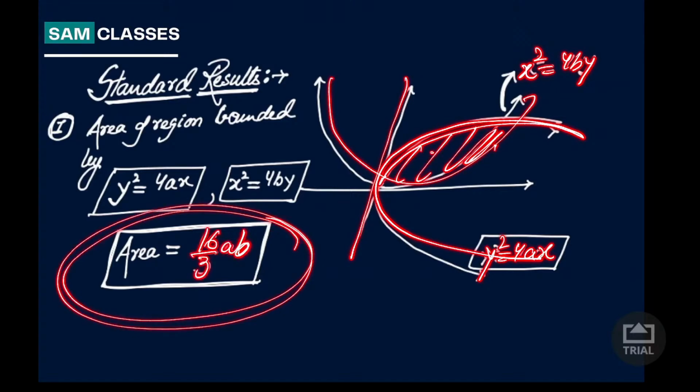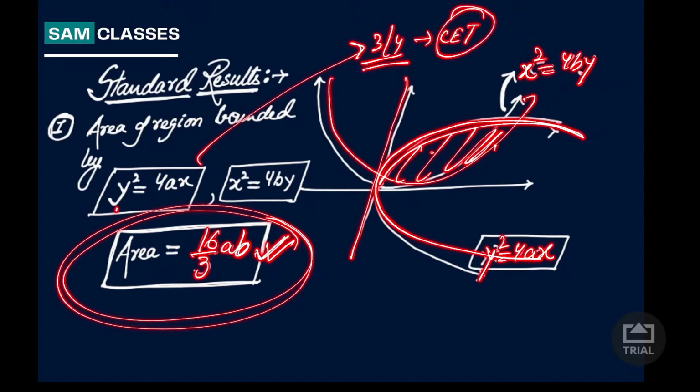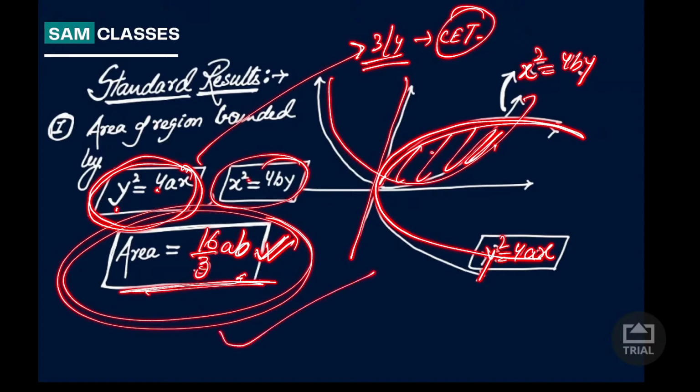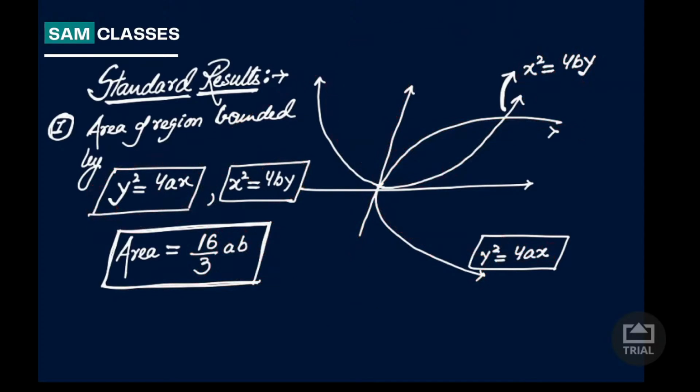This is a trick. You just have to mug it up. This question has come 3 to 4 times, minimum, in CT, so directly remember the answer. If one of the parabolas is an upward parabola and one is the right parabola, the area between them is given by the formula 16 by 3ab. Do write it down fast, everybody.